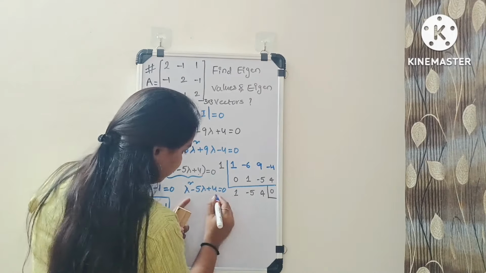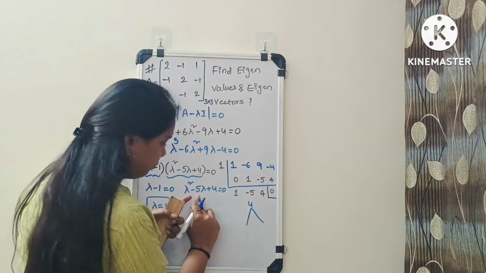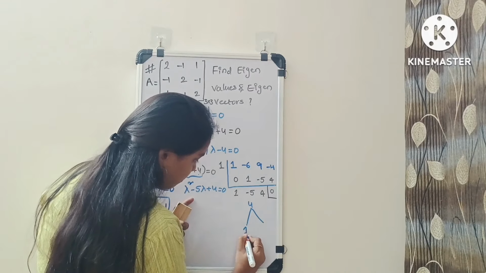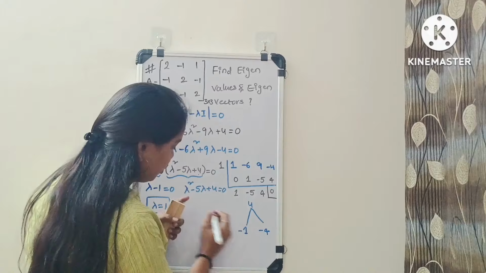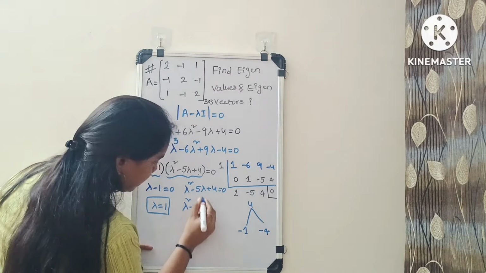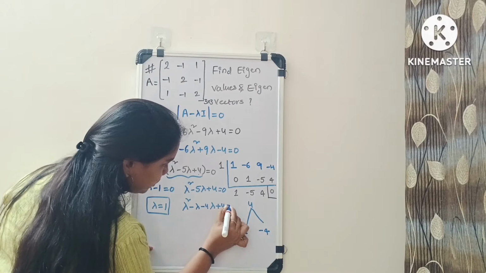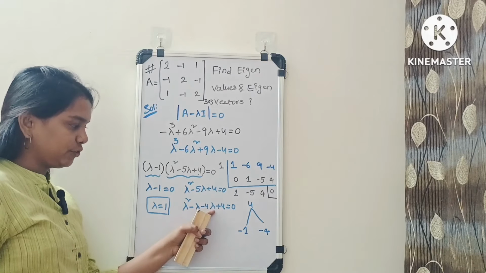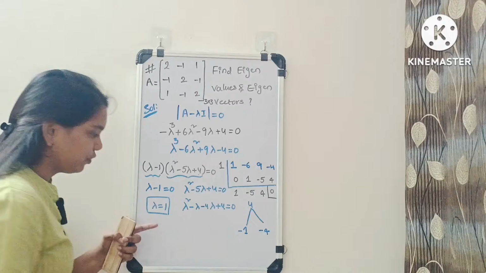Here, how can we write 4? 4 into quotient is 1, 4. So what will be the roots? Here we need minus 5. 1 4s are 4, and minus 1 into minus 4, minus into minus is plus, 1 4s are 4. So we write lambda square minus lambda minus 4 lambda plus 4, which is equal to 0. Here minus 5 lambda is split into minus lambda minus 4 lambda, and plus 4 I have written as it is.